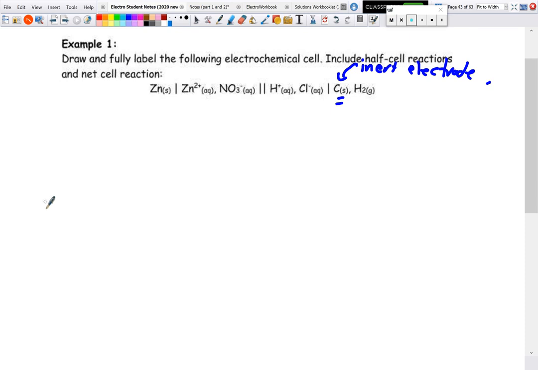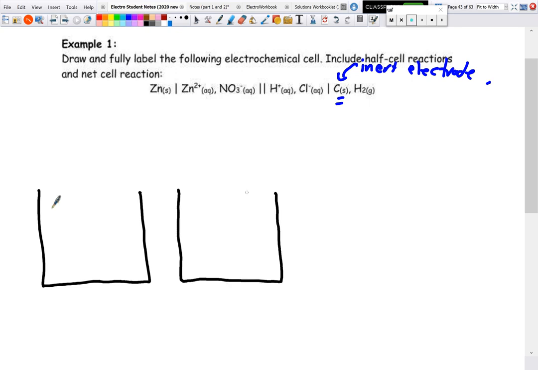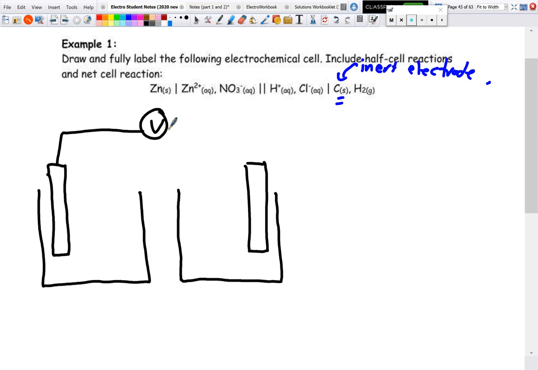I'm just going to draw the cell first. Normally when we draw, we can draw whichever way we want. So we start by drawing our two beakers. Then we know there are going to be our solid electrodes. These are connected by a wire. We can have a voltmeter attached, and there's going to be solutions involved.